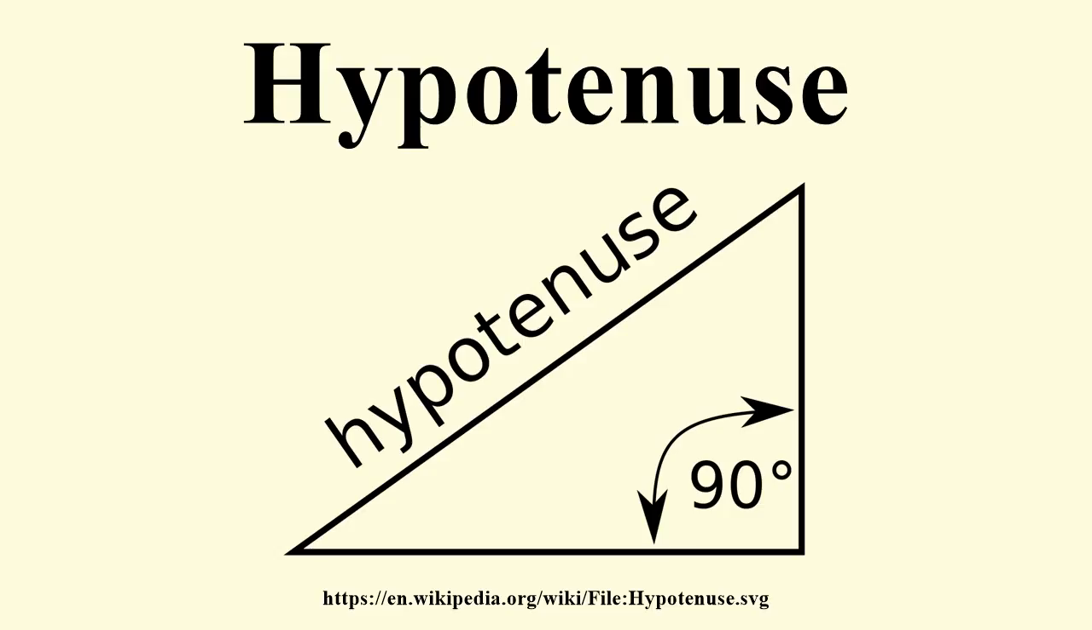b squared equals a times m, c squared equals a times n, and also, the length of a cathetus b is the proportional mean between the lengths of its projection m and the hypotenuse a. b equals the square root of a times m, c equals the square root of a times n.